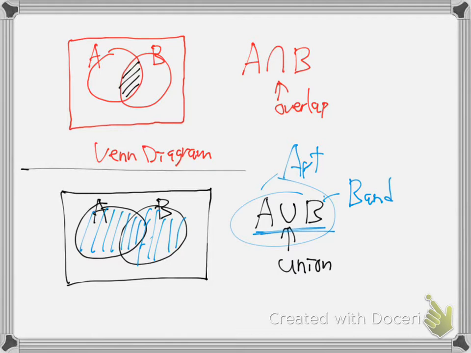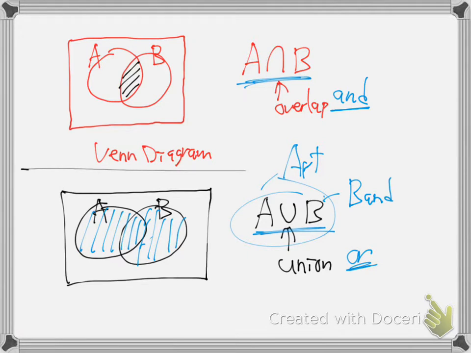Because it's unite. It's everybody taking art, everybody taking band, unite. You can go out and play a softball game. Everybody taking art or band, unite. Make sense? Whereas up here, it's the overlap. It's just the middle. It's just the people taking art and band. Overlap is and. See how overlap is and, really? And union is or?